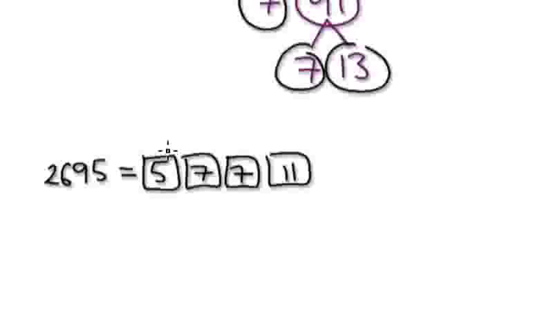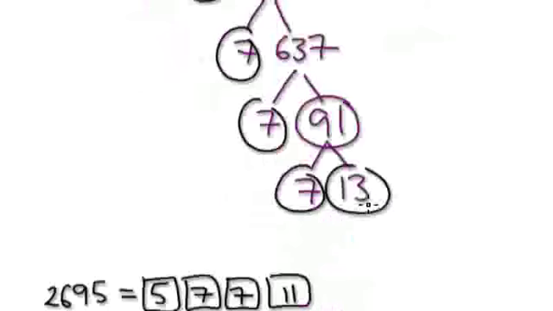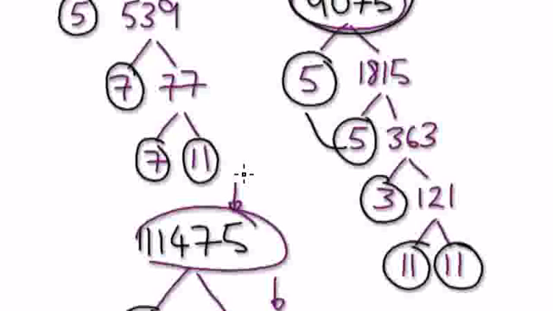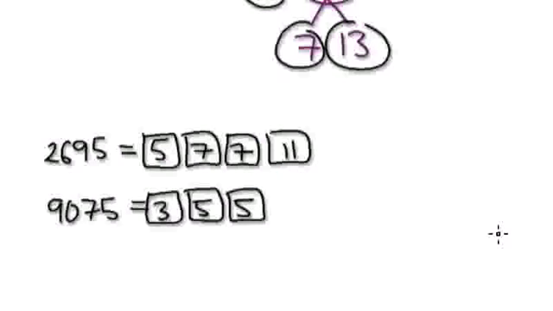9075 equals these here: 5, 5, 3. Let's try and keep it in order, so 3, 5, 5. Let me double check. So it was 3, 5, 5 and then 11 and 11. Okay, so this would be like this.